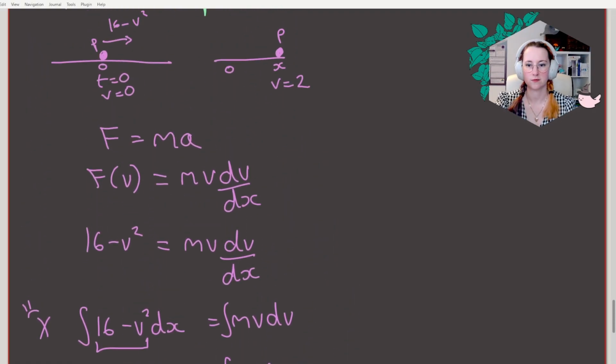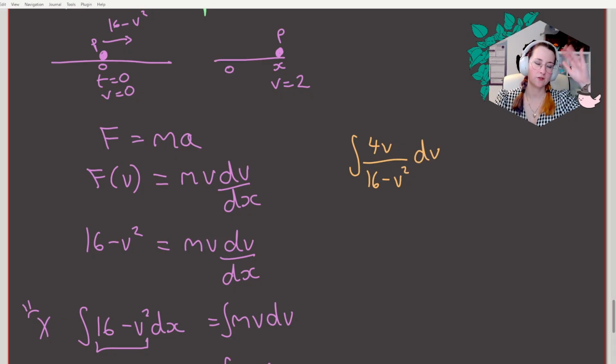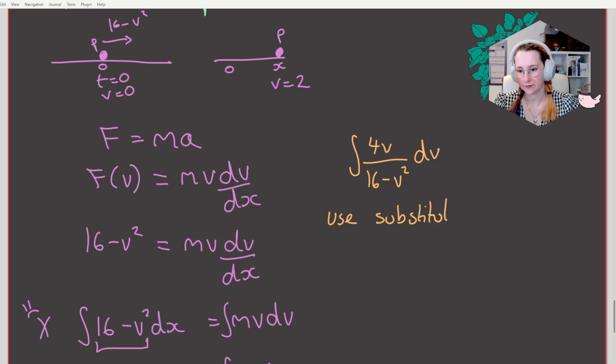So, let me come up here and I'm going to do some side notes. So we have the integral of 4v over 16 minus v squared dv. We're going to jump to like 17 steps ahead of calculus for the minute, but what we want is we're going to use substitution. Integration by substitution is where we define a new function that is nicer to integrate. So I'm going to define u as that thing on the denominator, so 16 minus v squared.